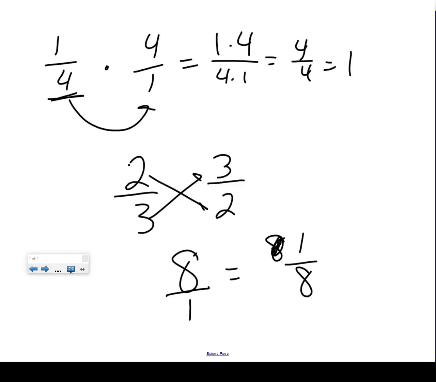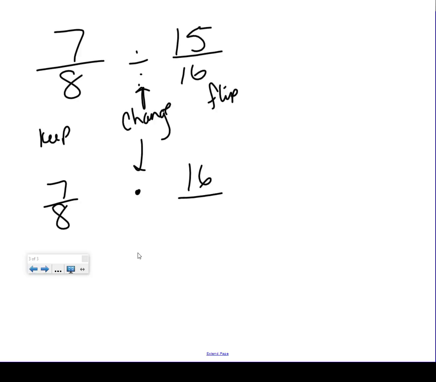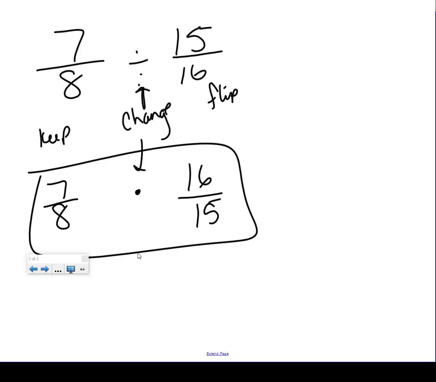All right, the reason we needed to know that is because when we divide fractions, in this example here, I need to know what the reciprocal is to be able to solve it. So the rules say keep it the same. So I'm going to keep 7/8 unchanged. Change it, and I'm going to change this from divide to multiply, and flip this one, meaning I'm going to change this from 15 over 16 to 16 over 15. And now the problem that you have down here is multiplication.